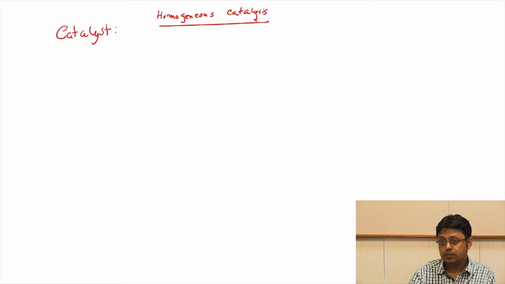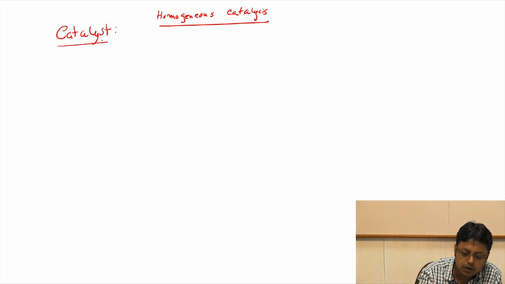So for example, you are using a liquid solution where the catalyst is in liquid phase, as well as your reactants and products and everything are in liquid phase. So that is known as homogeneous catalysis. Now a catalyst by definition, as we just said, takes part in the reaction, but it is not totally consumed. There is no net consumption of the catalyst. Let me give you an example. All of you know this thing.